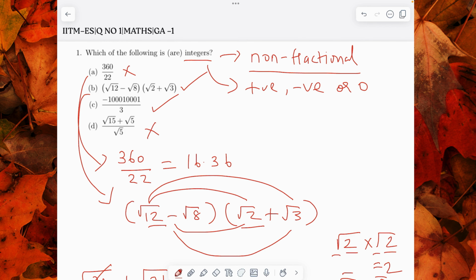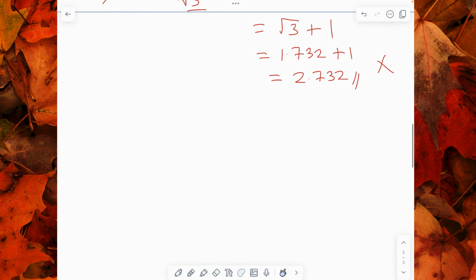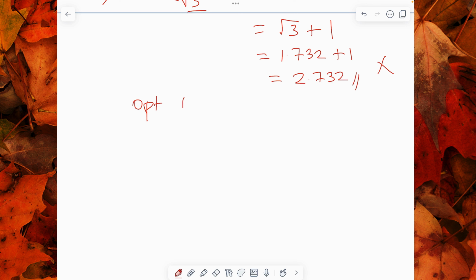Hence, the correct options are B and C. So, we'll conclude options B and C are correct.